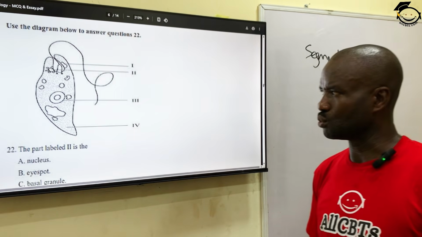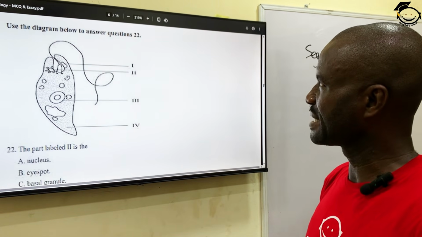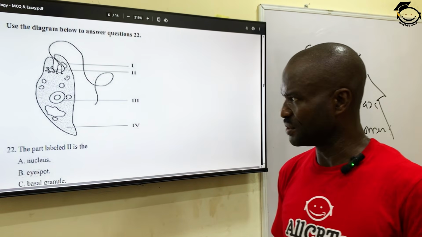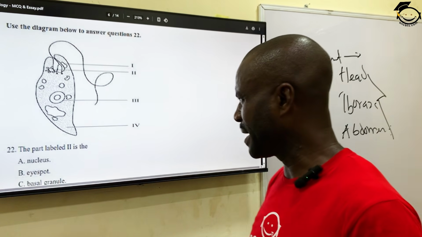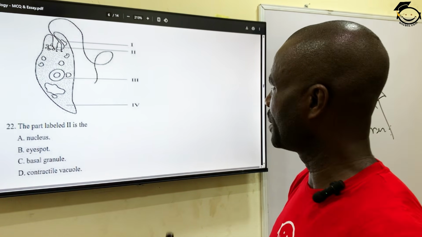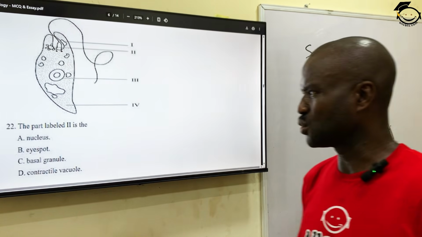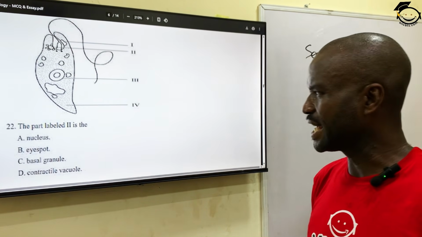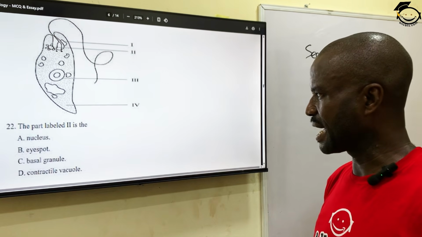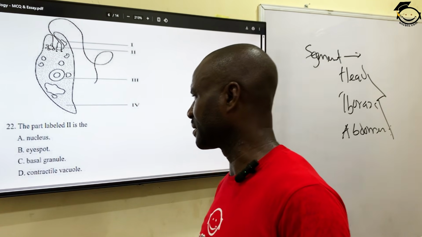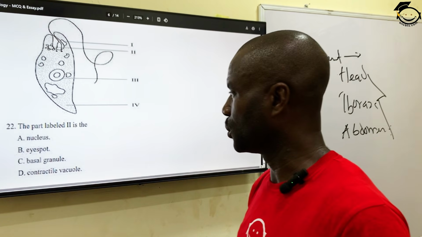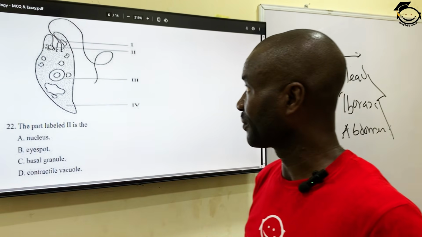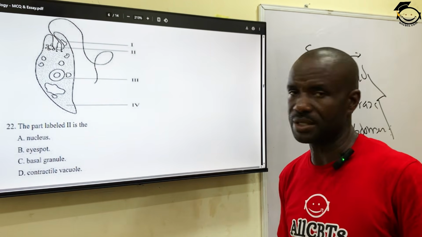Question 22. Use the diagram below to answer question 22. The diagram, of course, is called euglena. This is euglena in the diagram. It said the part label 2 is A, the nucleus. No, this is where the nucleus is. B, eye spots, C, basal granule, and then D, the contractile vacuole. The correct answer is eye spot. This is where the eye is located.